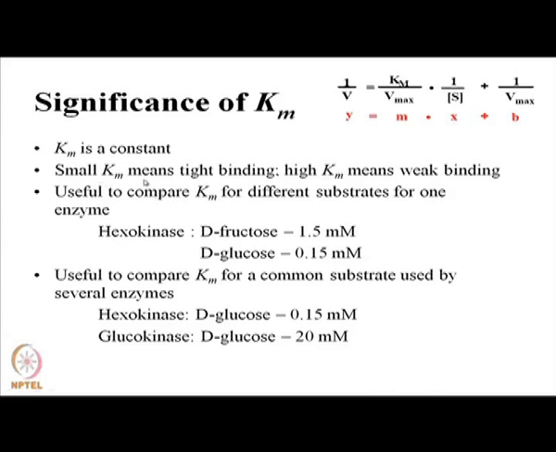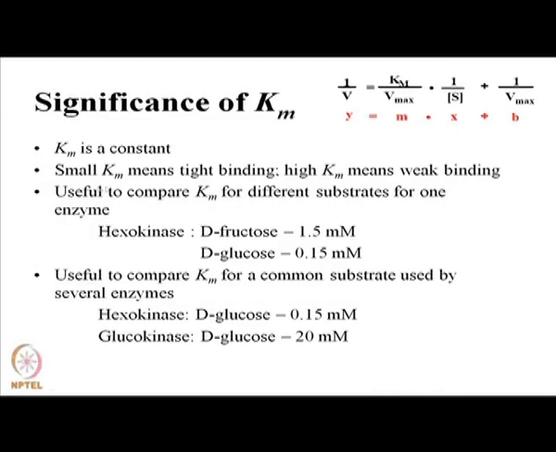Now, small Km means tight binding, that is binding interaction is tighter. Suppose you have got this is your enzyme and say this is your substrate. So, they are bound tight together. So, it is difficult to separate them out maybe. So, when Km is small, this interaction is more, that is binding is tighter, and high Km means weak binding. So, when Km, that is Michaelis constant, is high, then binding interaction is weak.